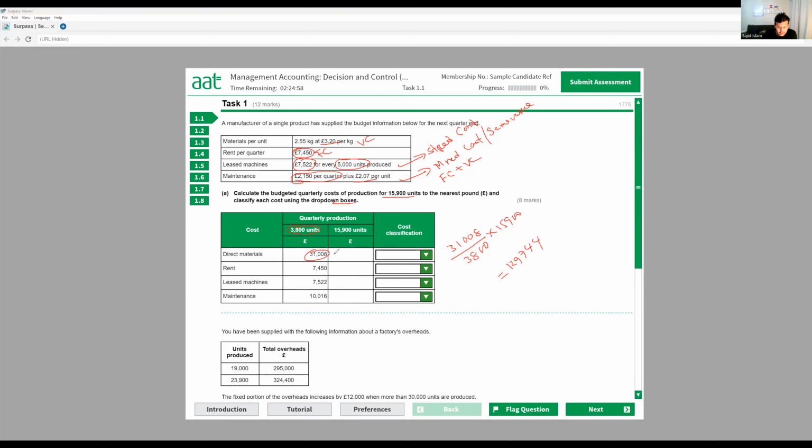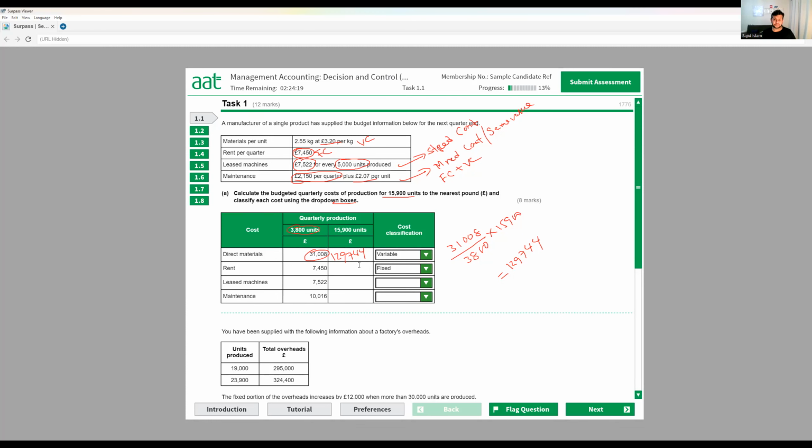So you're going to say 129,744. This is my variable cost. So let's choose it from here, variable cost. Normally the direct material and the direct labor are always variable costs. The next one, you have rent. The question said rent is fixed for the whole quarter. So you don't have to worry about anything. We just say it's a fixed cost, and fixed costs never change. Fixed cost is always fixed for the whole quarter.